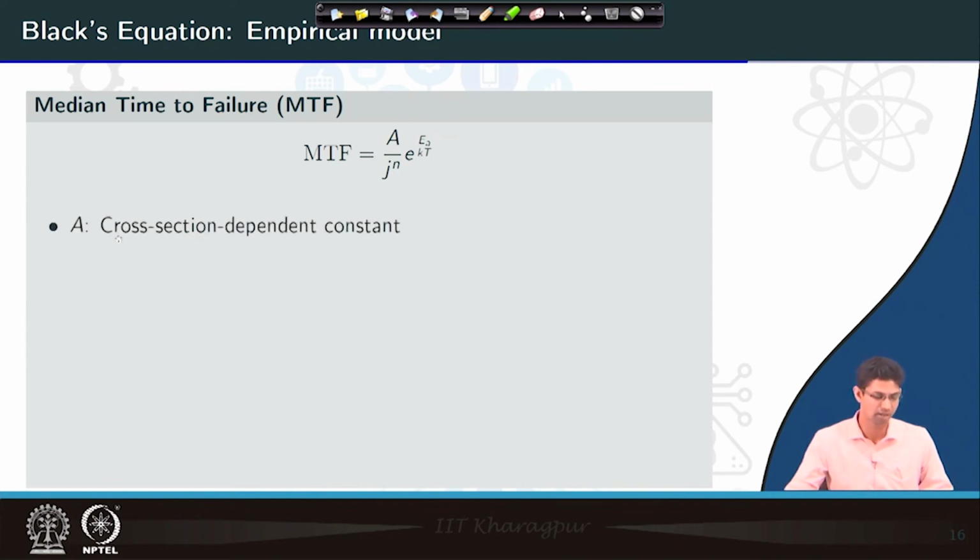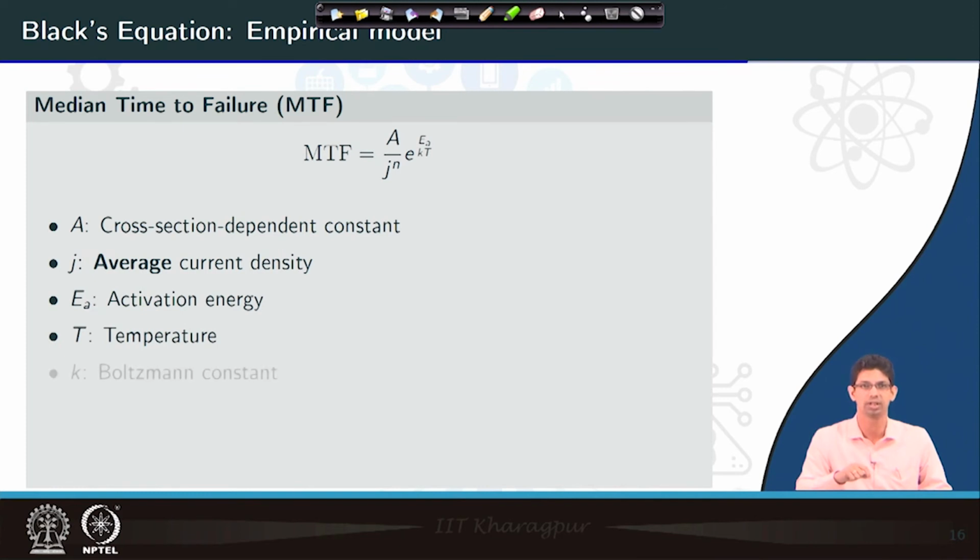Here A is the cross section dependent constant. Note that A is not the area directly, but it is a constant which depends on the area. Then J is the average current density. It is not an instantaneous process, so on an average, what is the current density that would be there? So this is the average current density. EA, as I said, is the activation energy, T is the temperature, and k is the Boltzmann constant.